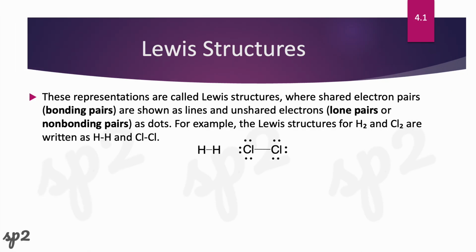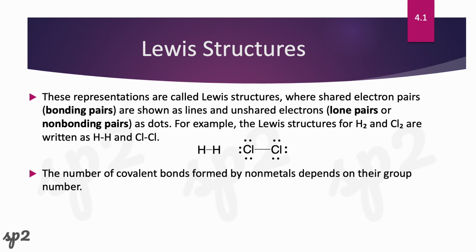So in our Lewis structures presentation, the shared electron pairs, known as bonding pairs, are shown as lines, and the unshared electrons, also known as lone pairs or non-bonding pairs, are presented using dots. For example, I have the Lewis structure of hydrogen, right? As you can see, there is one bond between these two. That will be our bonding pair. And for chlorine, I also have one bond, but I also have all of those lone pairs on my chlorine valence shell.